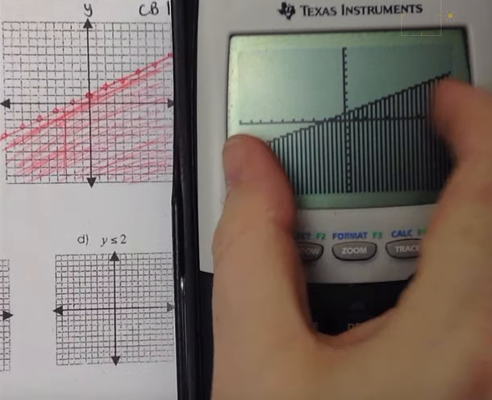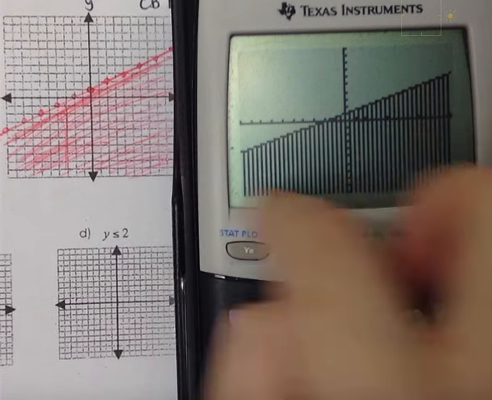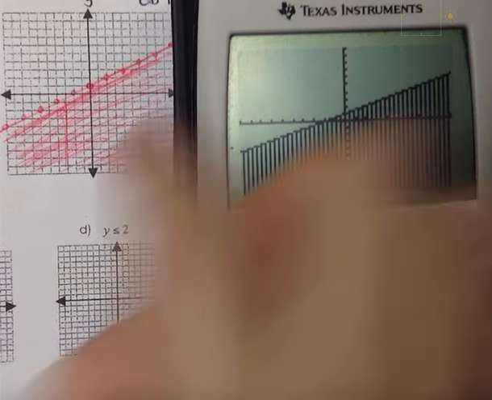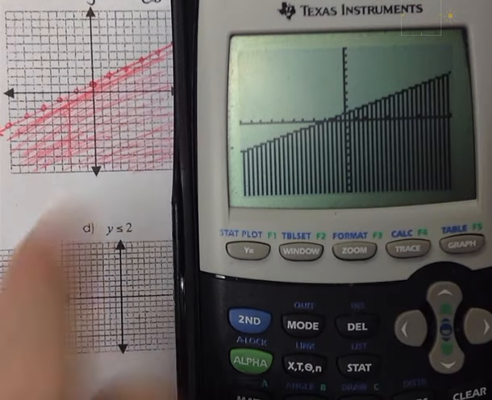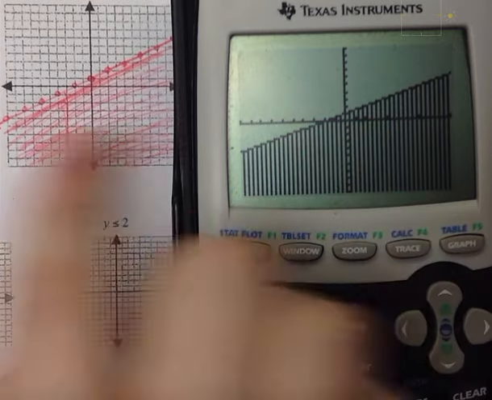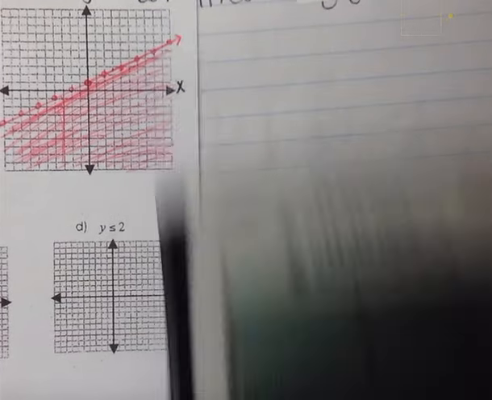Now it does look a little elongated. This is a rectangular graph almost. It's wider than it is tall. This one is squared, so that's why this one looks not as steep as this one. But that graph is correct.